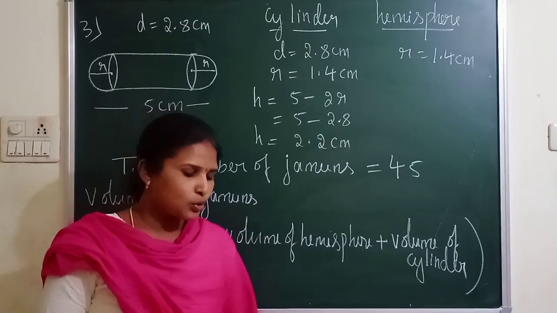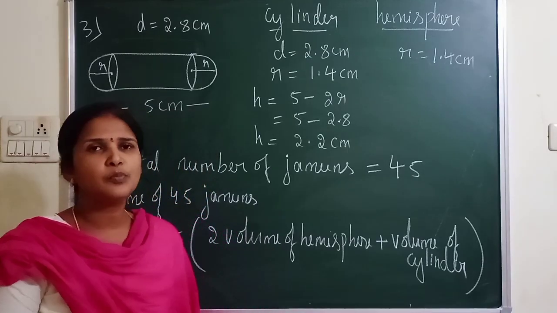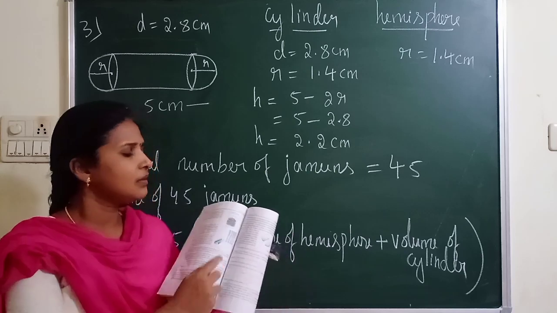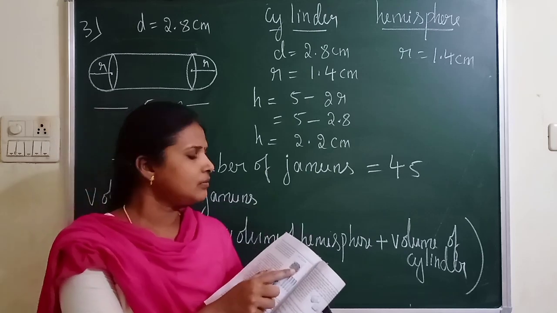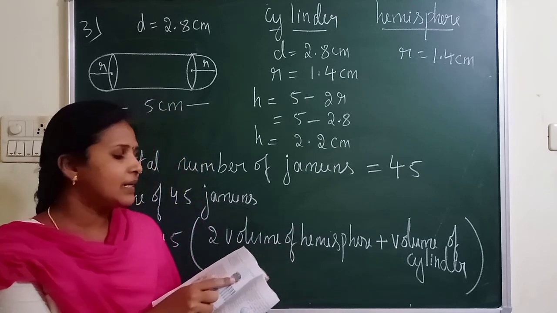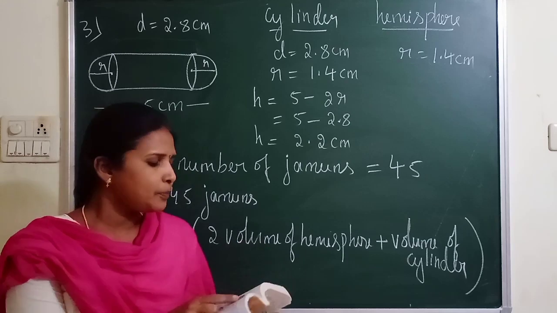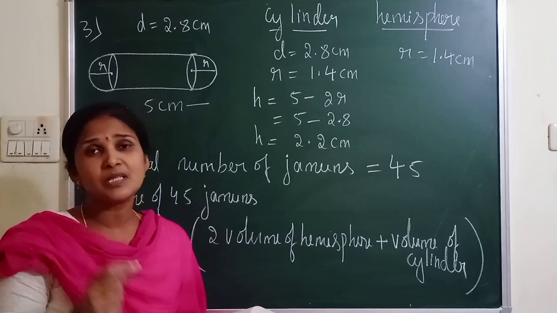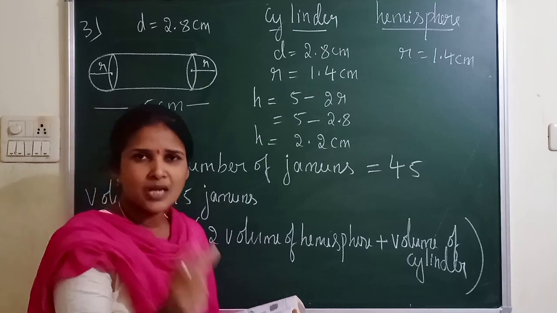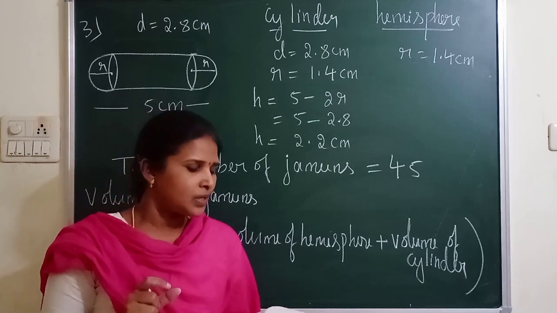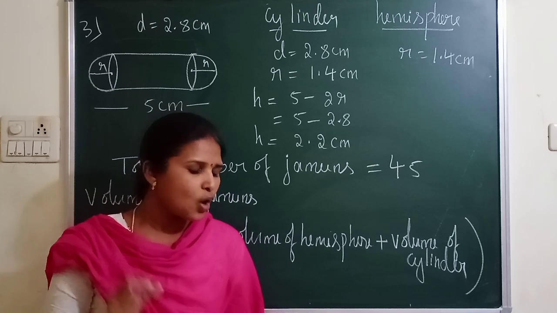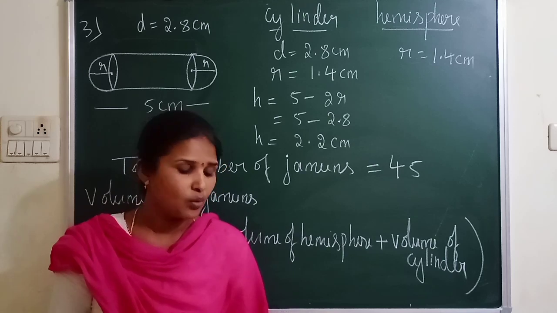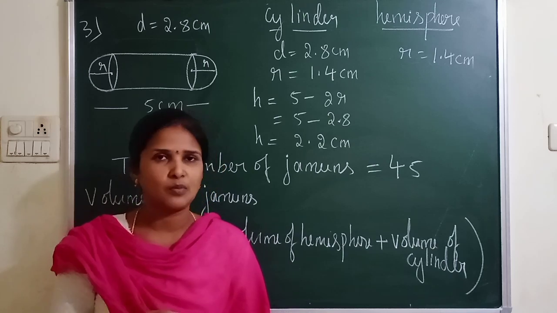Now let us start question number 3 from exercise 13.2. You can see the jamuns are given. A gulab jamun contains sugar syrup up to about 30% of its volume. So 30% of each jamun has the sugar syrup. Find approximately how much syrup would be found in 45 gulab jamuns.